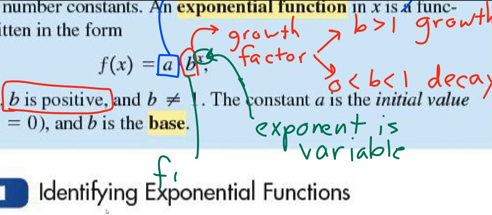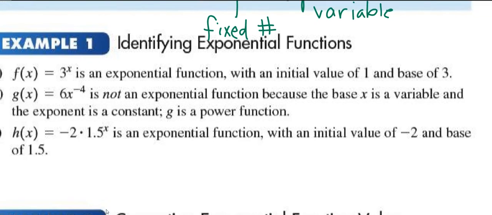B is a fixed number. Do you understand what I mean by a fixed number? It's not changing in the problem that you're dealing with. It will not be different. But your variable, yes, that's something that can change. Why do I make a big deal out of that?